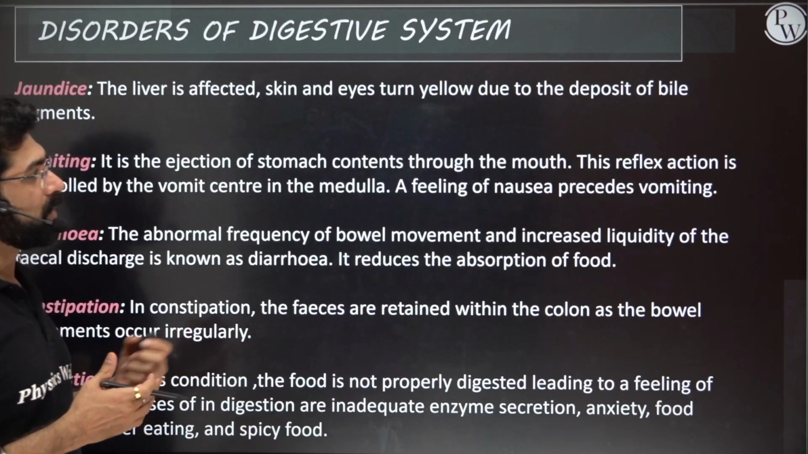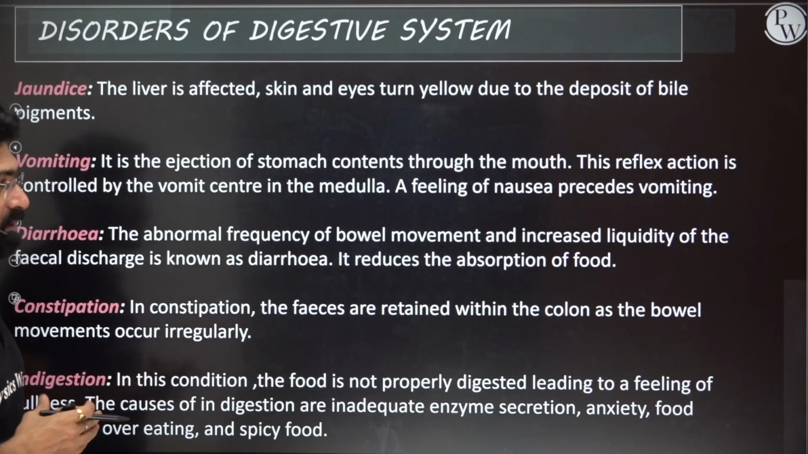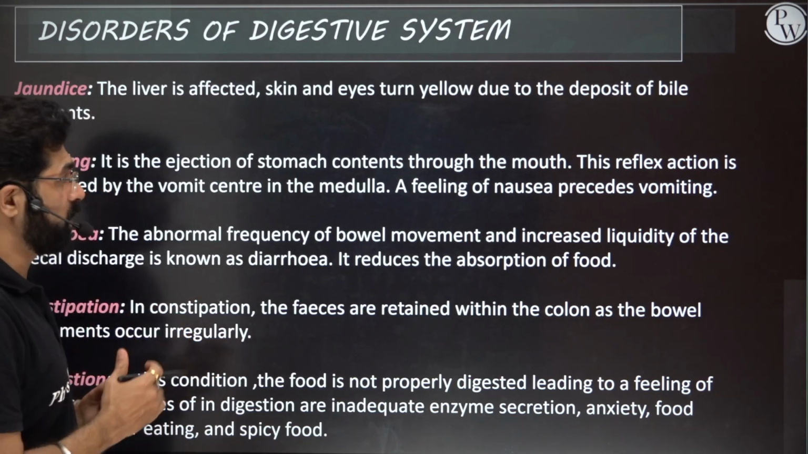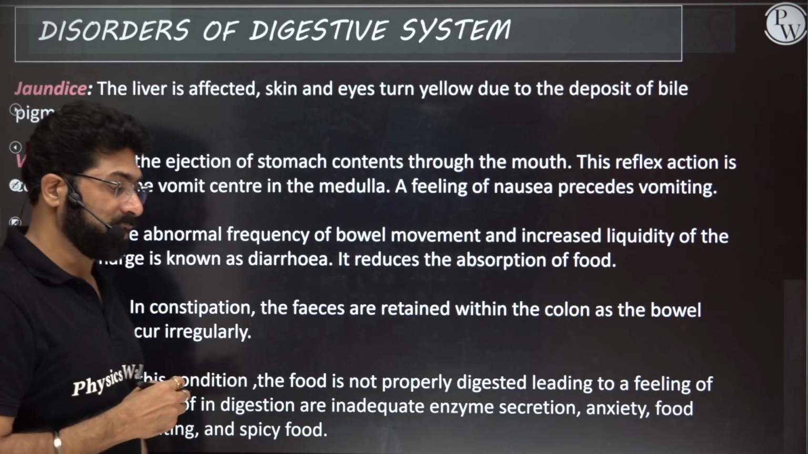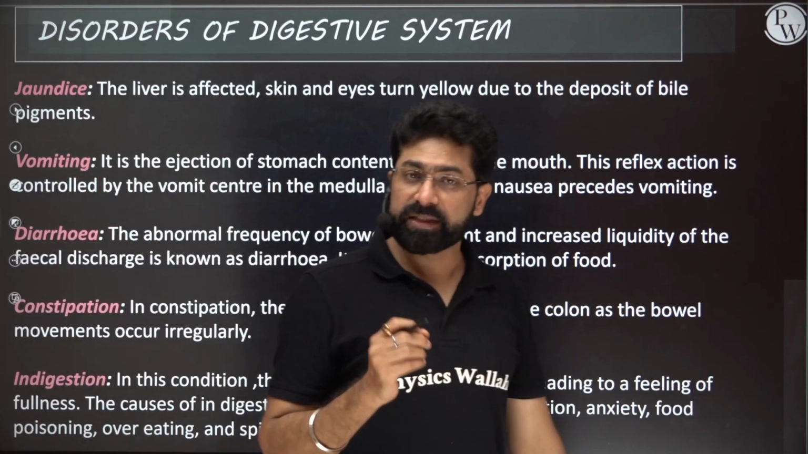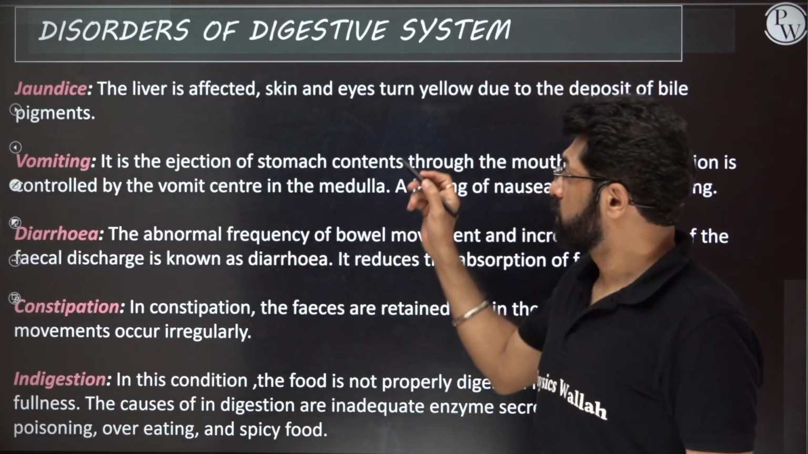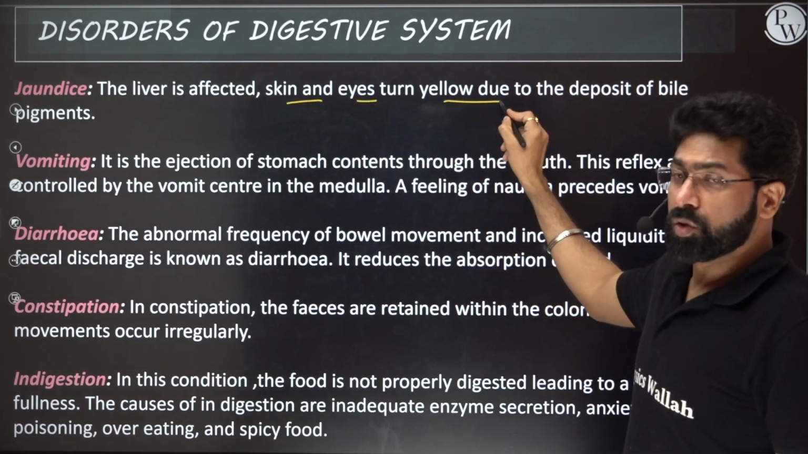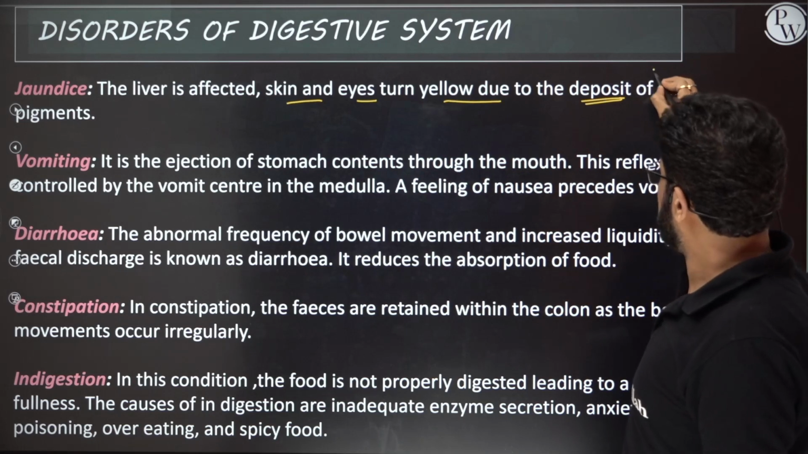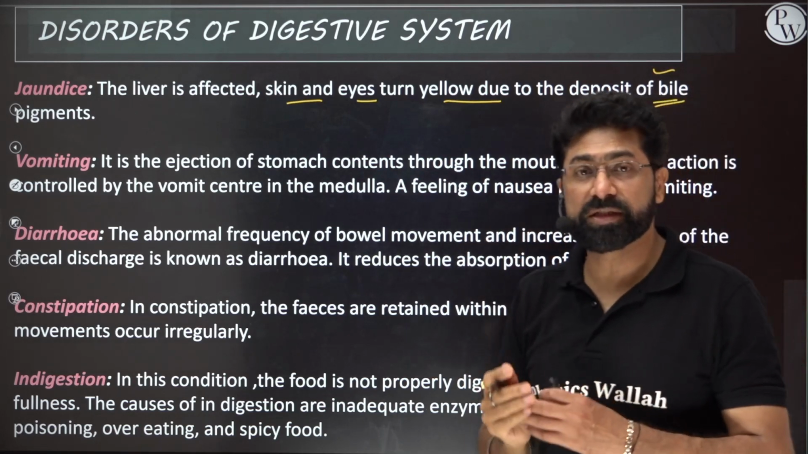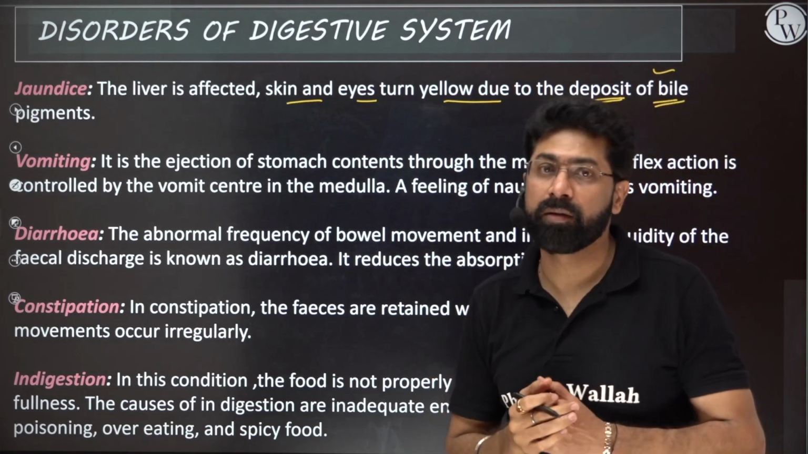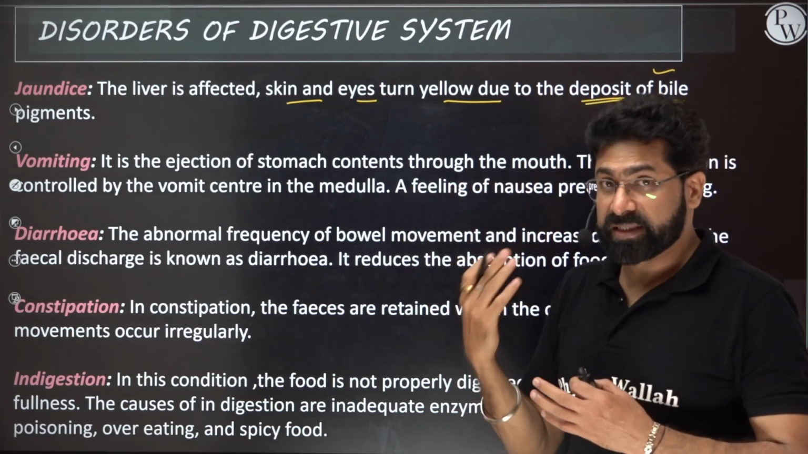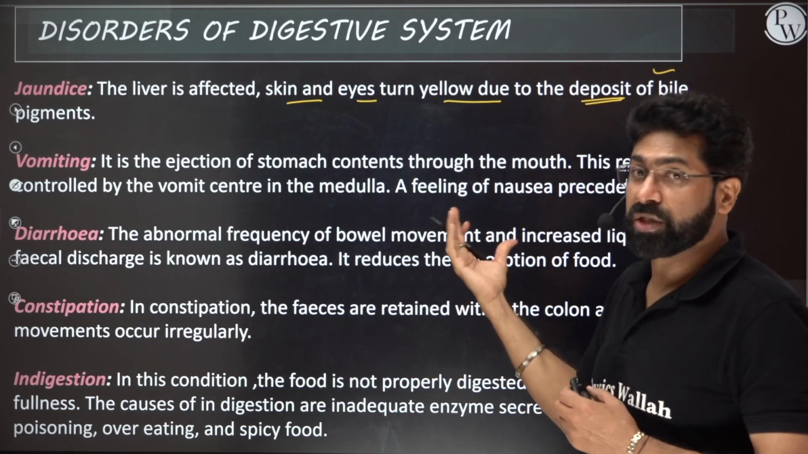So let's talk about some disorders now. We'll not go into details of these disorders, we'll just stick to NCERT only. So jaundice. In jaundice, the liver is getting inflamed and the eyes and the skin turn yellow due to the deposit of some bile pigment. And usually this bile pigment is what? Bilirubin. So bilirubin content increases and your skin and eyes turn a little bit yellowish in color.